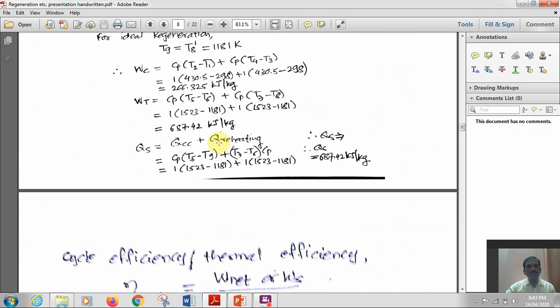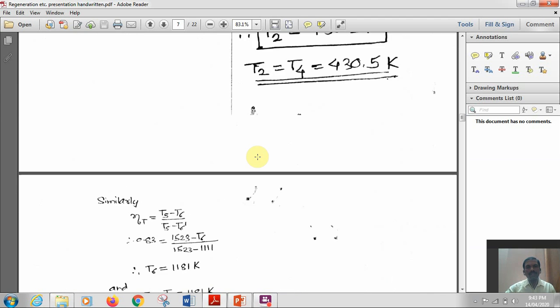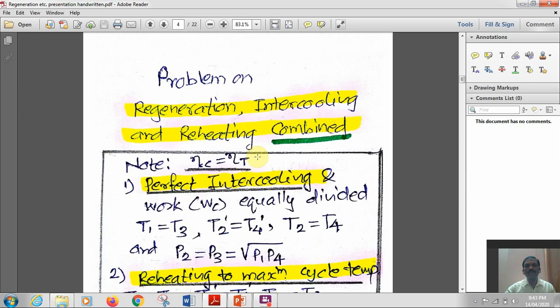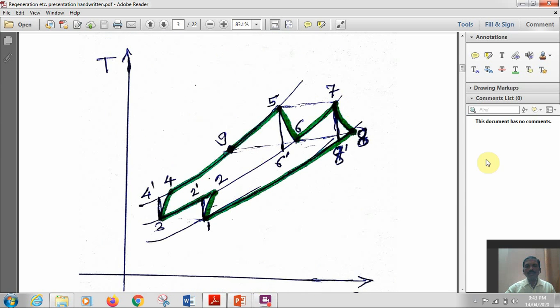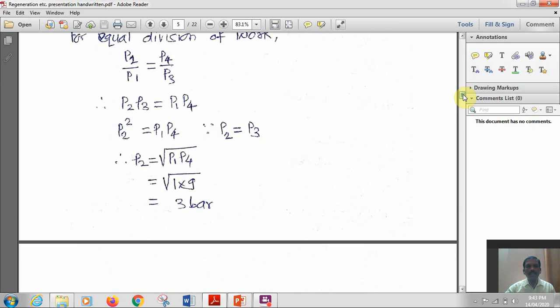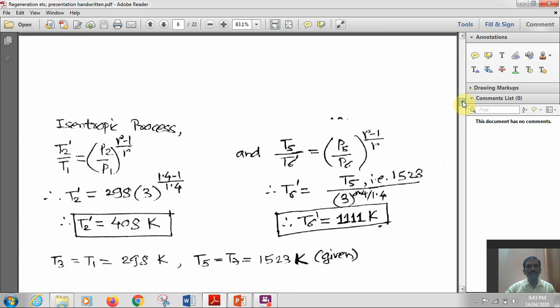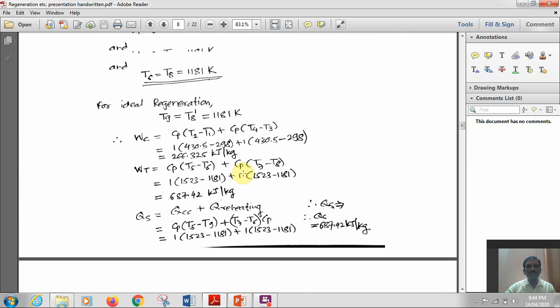So Q in the combustion chamber plus Q reheating: Cp (T5 minus T9), for ideal regeneration T9 is equal to T8, and Cp (T7 minus T6). Here you will calculate the value of QS, the summation of these two. Remember, in the combustion chamber you have a reduction in heat supply due to regeneration, but reheating requires an additional combustion chamber and more heat is to be added here, and the net summation gives you QS.